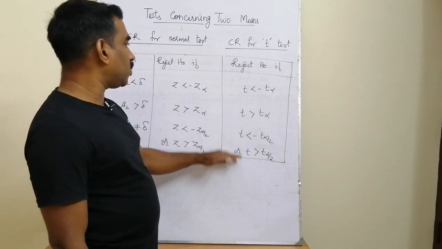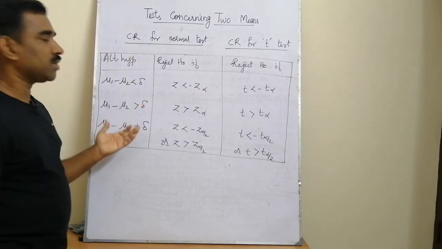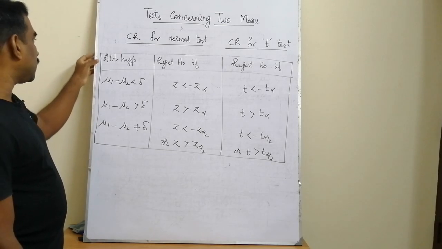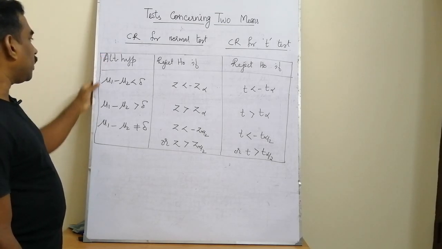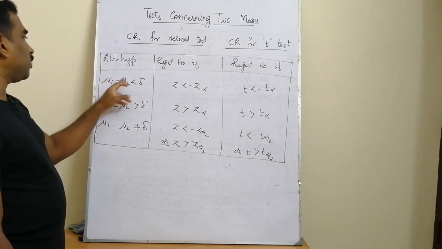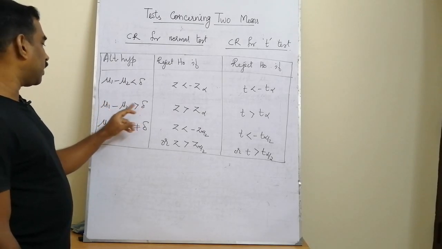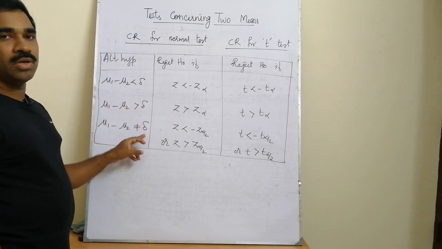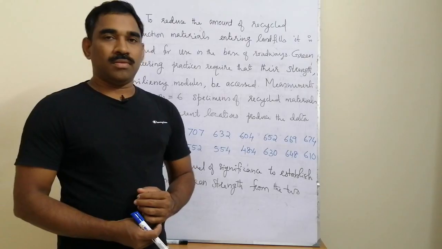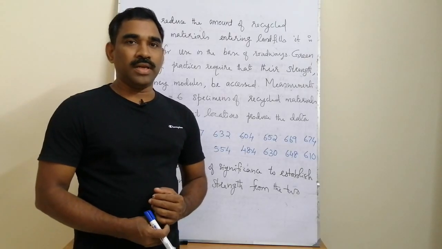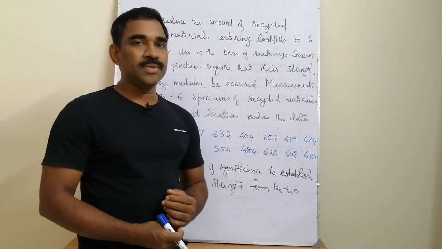See, all these sets of critical regions are the same as the previous one, but the only difference is in the writing of the alternate hypothesis format as mu1 minus mu2 less than delta, mu1 minus mu2 greater than delta, and mu1 minus mu2 not equal to delta. Now we can do one question related to testing of equality of means.